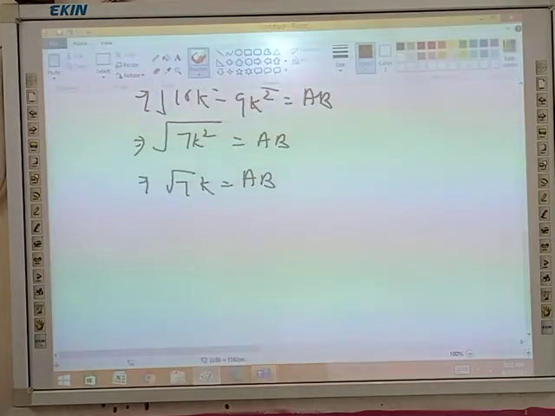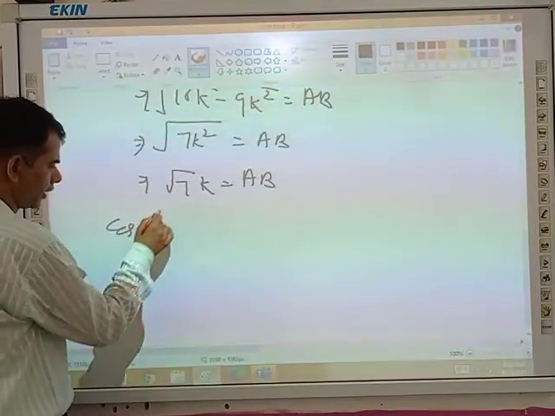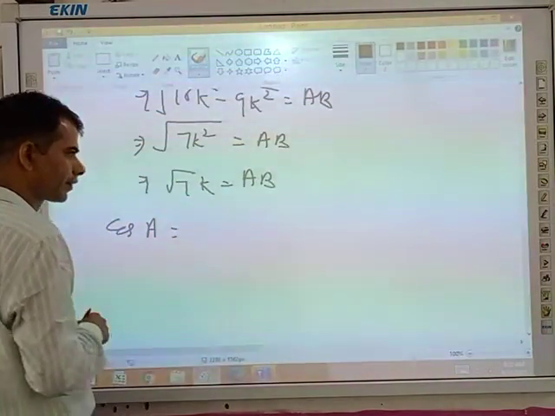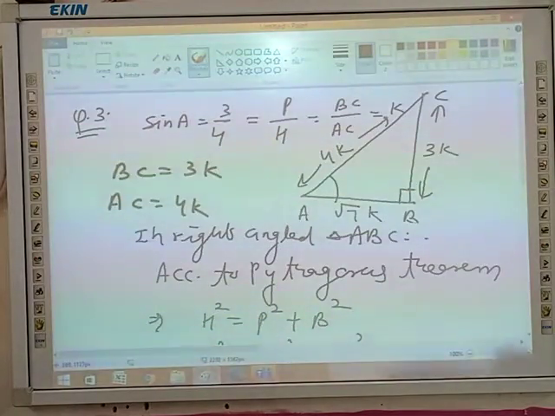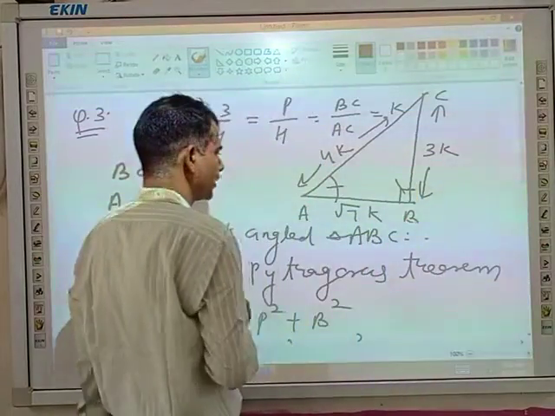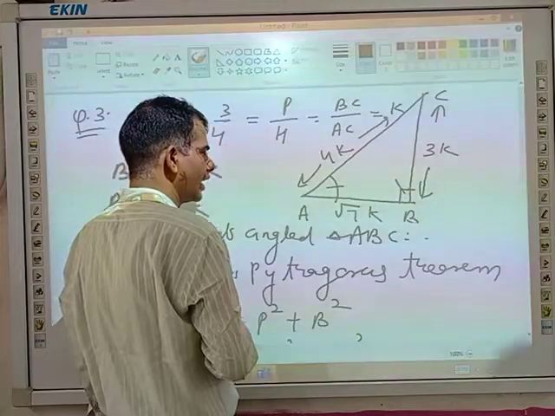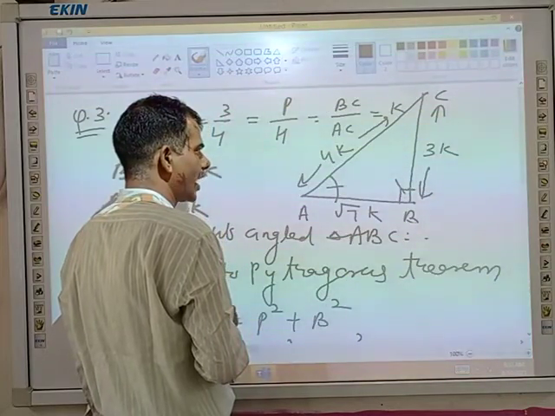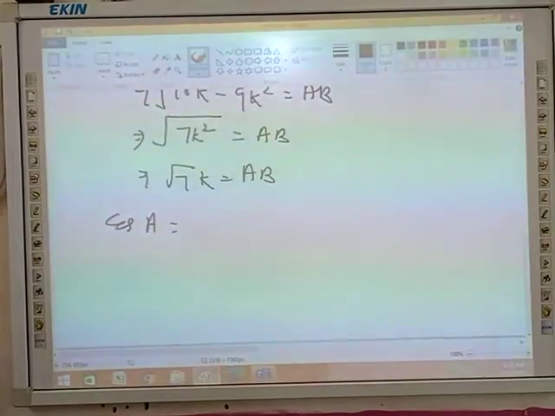Now we have to find out cos A and tan A. Your angle is A, and the right angle is B. So the base will be AB, the perpendicular will be BC, and the opposite side of the right angle is the hypotenuse, that is 4K. Now we have to find out cos A.